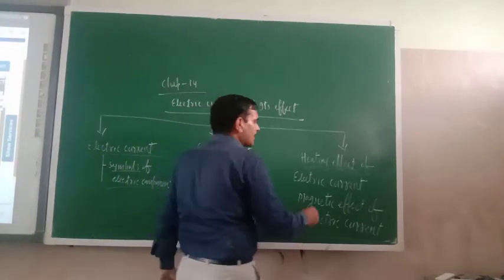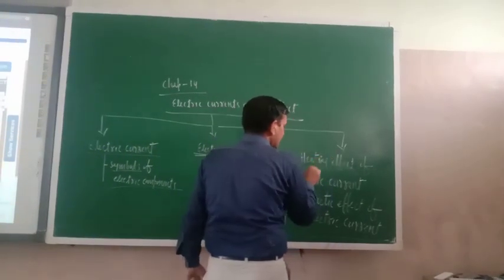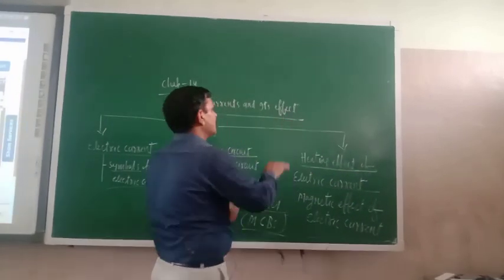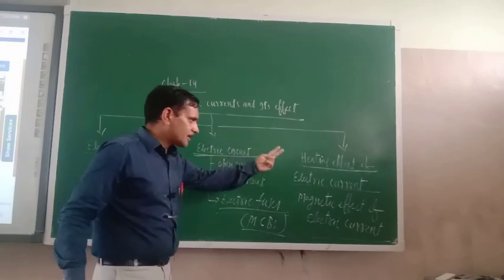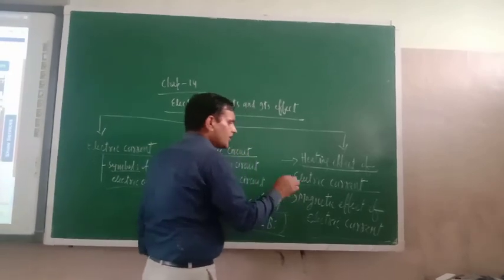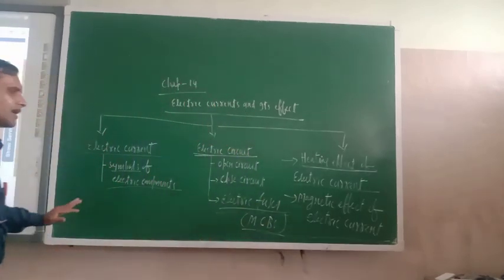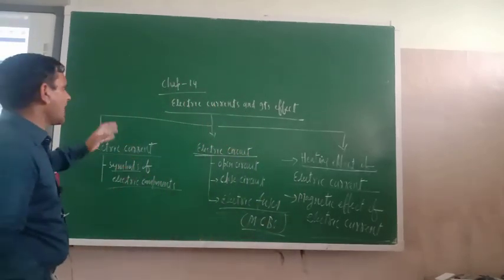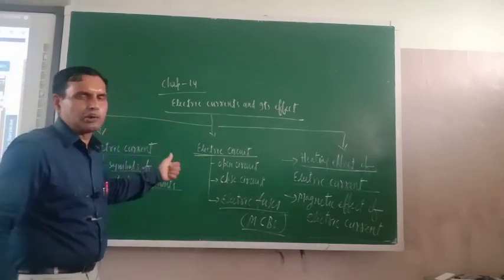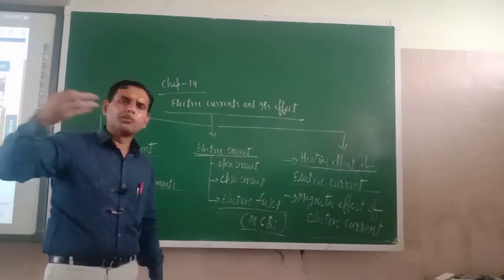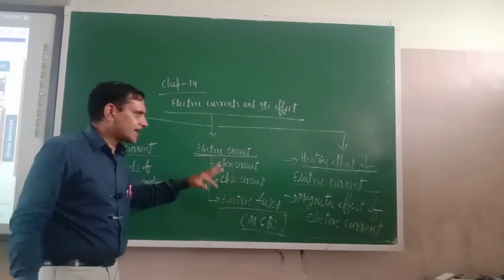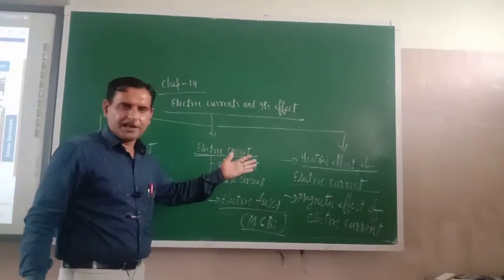Then heating effect of electric current is there. So there are two types of effect. First one is the heating effect, second one is the magnetic effect. These are the two effects which we will study in this chapter. So now you have got the outline or mind map of what things are included in this chapter. Tomorrow onwards we'll start with electric current, electric circuits and different types of effect.